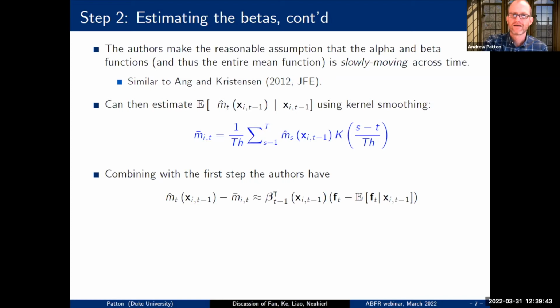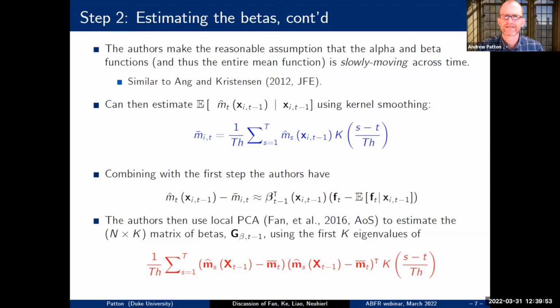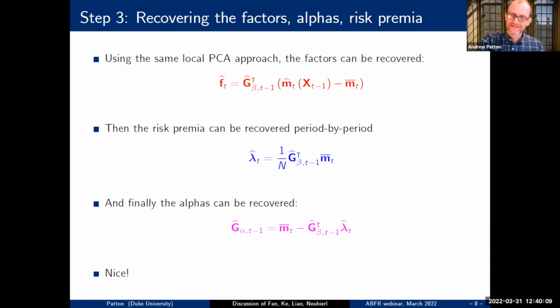And then with that, you've got something you can apply principal components to, or in the context of this paper, local principal components. Jianqing has a paper from 2016 which develops the theory for local principal components analysis, and that allows the authors to extract the beta function. When stacked across firms, it's this big matrix G. Now with the beta function in hand, the rest comes almost, I think, for free. You can then recover the factors, the risk premia lambdas, and the alphas, and all of these are just transformations. The critical part here was the conditional expectation function, M hat, and then finding a way to strip out the alphas, and that was that local time smoothing. So that's very neat. I thought that was very, very nice.